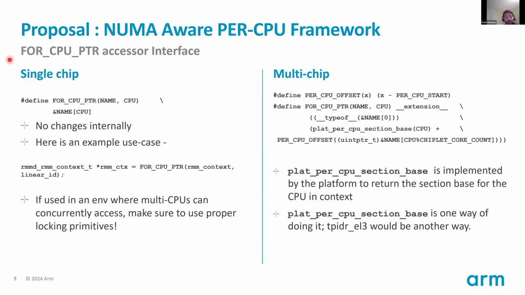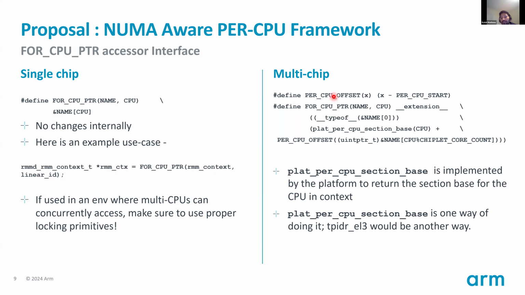Accessor interface. So one of the accessor interfaces is the for CPU variant. What I've shown here is the for CPU pointer, which would return a pointer for a particular CPU's per-CPU object. The way we use it is we use the name of the object that we want to access and then the CPU. And for single chip, all it's going to do is return the address of that particular CPU's object. Now, the use case is as follows, where we have per-CPU pointer RMM context, which is the name of the object. And then assuming this is the CPU number, we're going to get a pointer to RMM context for that particular CPU that we have passed on.